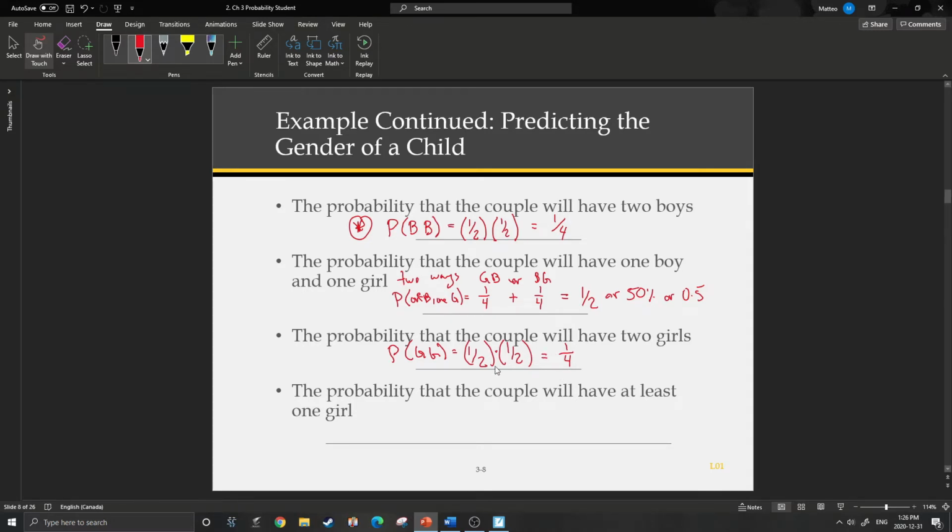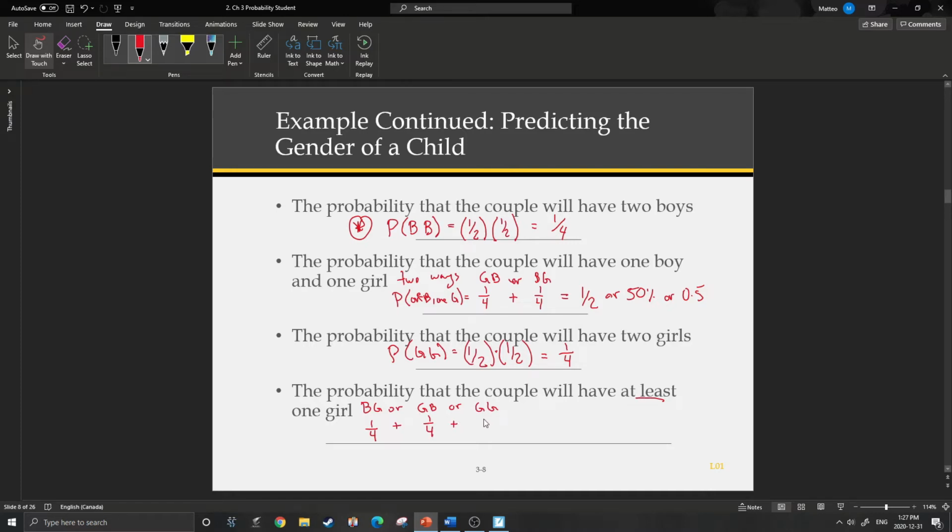Now again, this one here is the probability the couple will have at least one girl. Well, at least one girl would mean what? Well, I could have a boy and then a girl, or I could have a girl and then a boy, right? That's at least one girl, or at least one girl could be girl, girl. So there's a 1/4 chance of this happening, or means addition. There's a 1/4 chance of that happening from our sample space.